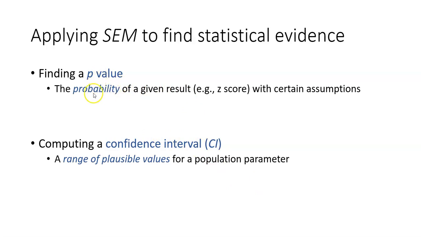P stands for probability. You're going to get a lot of different types of p-values, but in general, a p-value is the probability of getting a given result, and I'm going to use an example of getting a specific z-score, but we'll use different examples later in the semester. So it's the probability of getting a specific z-score assuming certain assumptions. And again, I'm going to show you an example. The other type of evidence I'm going to talk about are confidence intervals, and confidence intervals are a range of plausible values for population parameters. It's important that you know these definitions, so write them down, commit them to memory. It will help you if you do so.